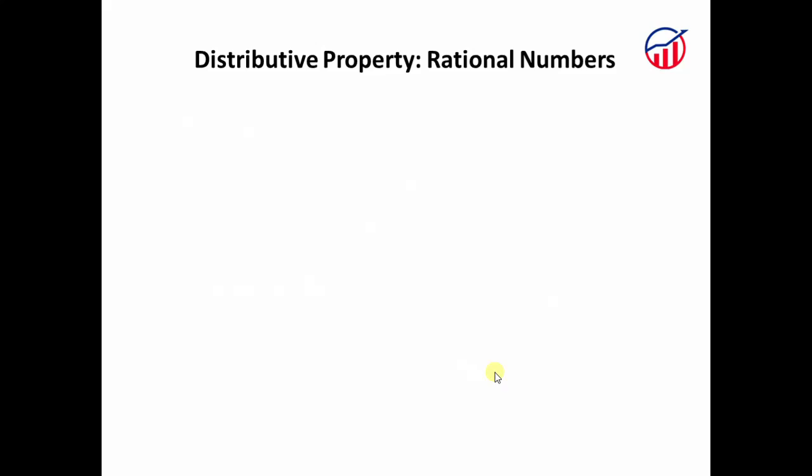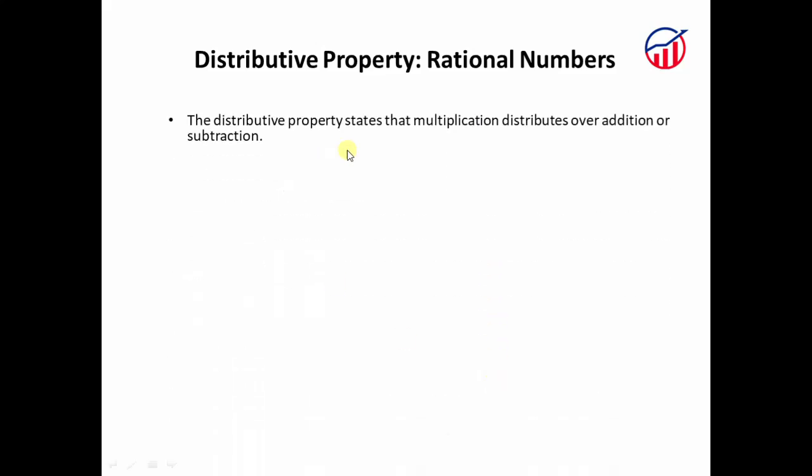So finally move on to the distributive property for rational numbers. What does the distributive property state? That multiplication distributes over addition or subtraction. So multiplication over addition, first a into b plus c is equal to a into b plus a into c. So how it distributes? A into b, which is here, plus the plus sign in between, and a into c.